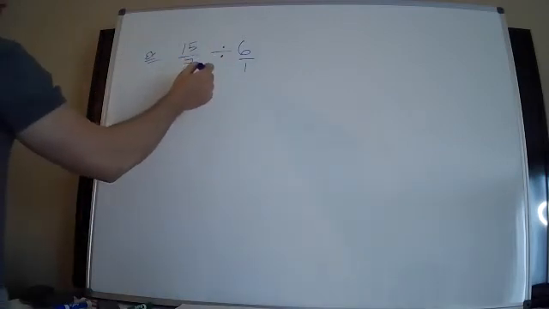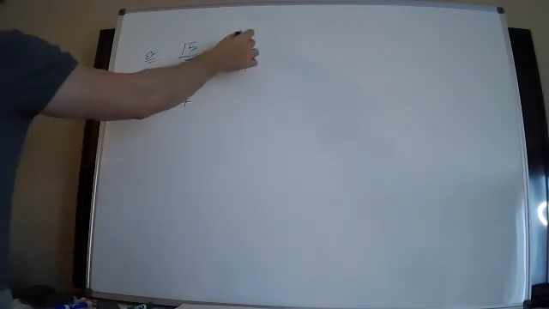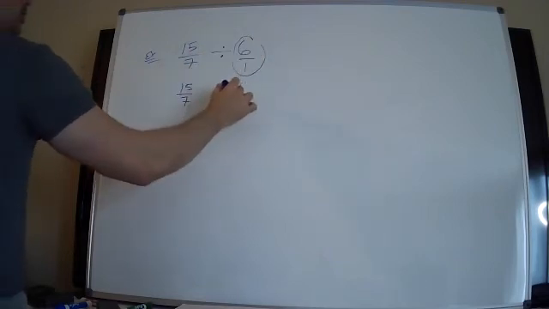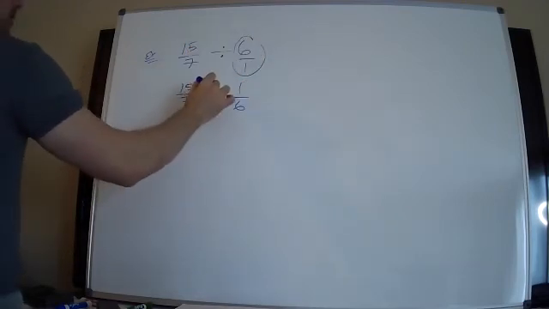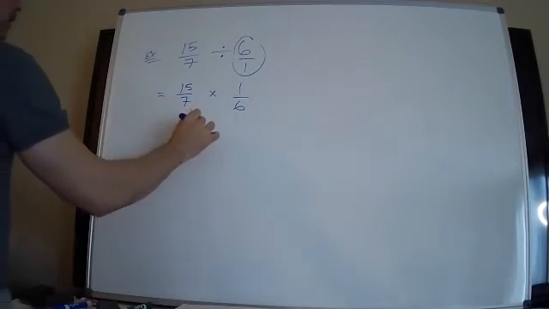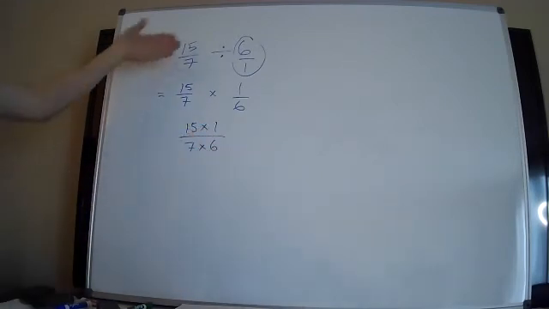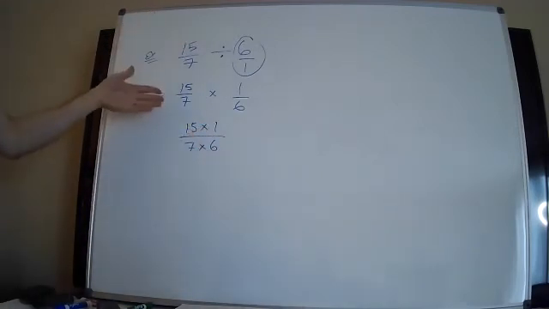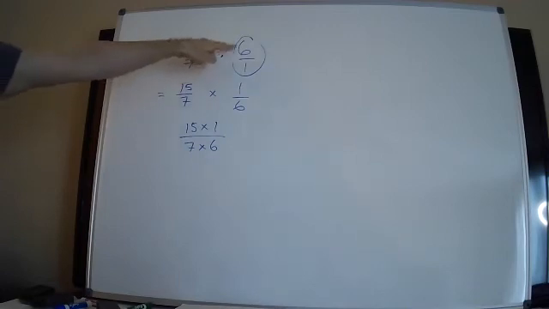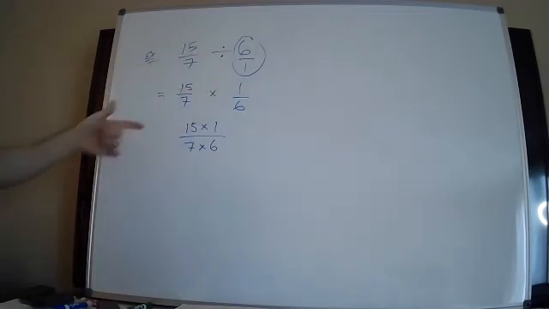Now, keep the first one the same, right? Keep change flip. You're going to flip this over, and you're going to change that to multiplication. So then you're going to do 15 times 1 and 7 times 6, right? You turn the division problem into a multiplication problem. Switch it to times and flip it over. So flip and switch. Flip, switch. And then you do the business.